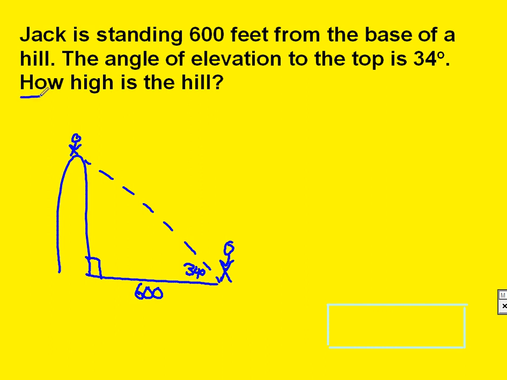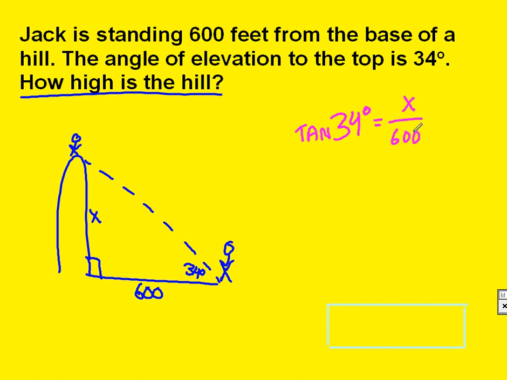What do I want to know? I want to know how high the hill is. That's this height, this vertical height. So I'm going to call that my x. So again, based on this angle, what trig function do I have? I have opposite and adjacent again. Most of the time I will end up with a tangent. Not always, but that's pretty much the norm here. Now, tangent of what? Of my angle. I know what my angle is. It's 34 degrees. And it equals opposite over adjacent.